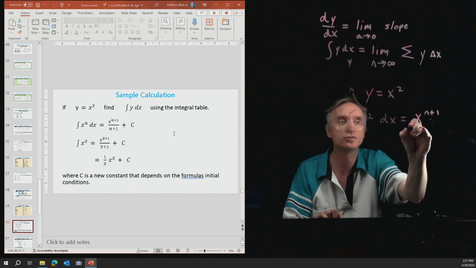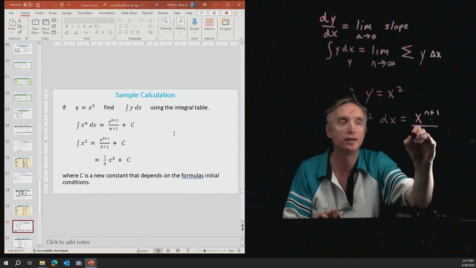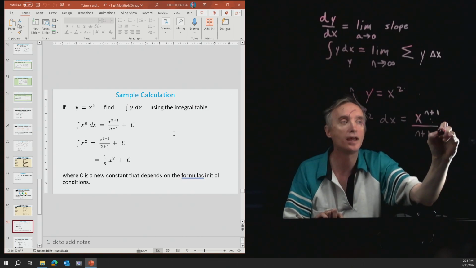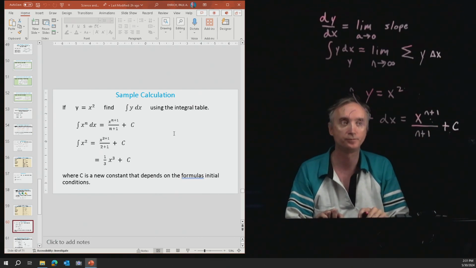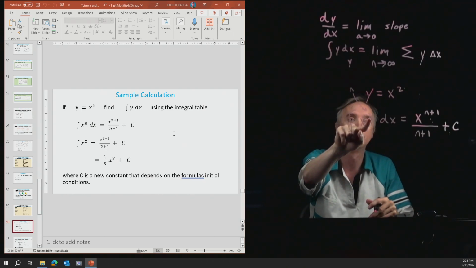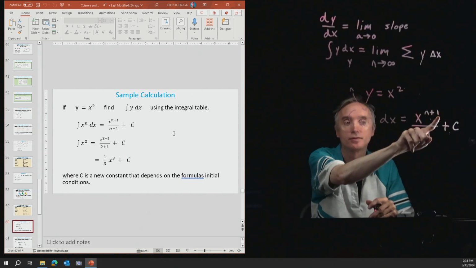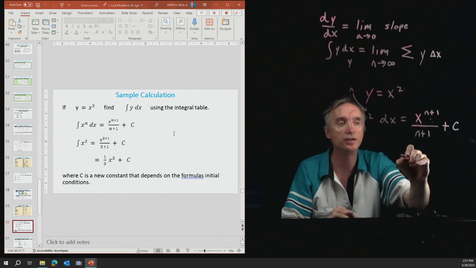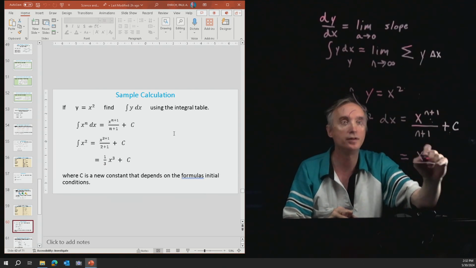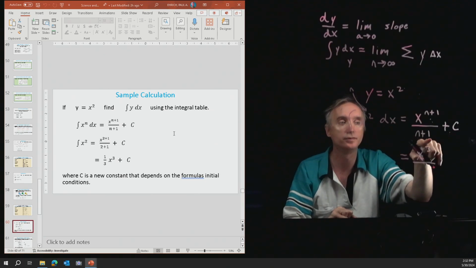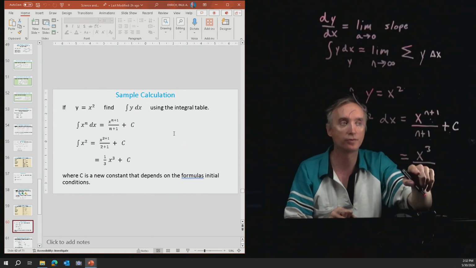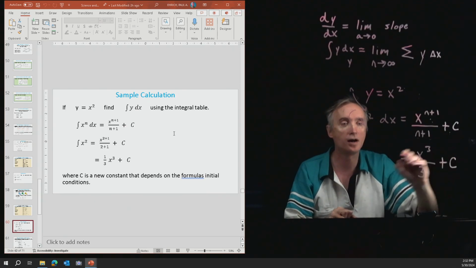And then we're going to divide that by n plus 1, and then there's going to be a constant on there. So let's go ahead and evaluate this. If n is equal to 2, then 2 plus 1 is 3. So this is going to be equal to x to the third power, and then what is 2 plus 1 is going to be 3. So you get x to the third over 3 plus a constant.